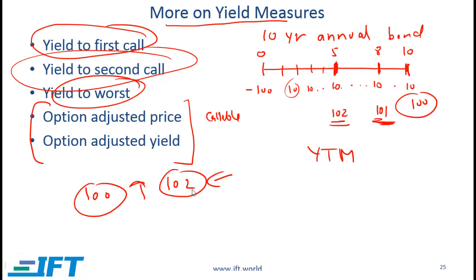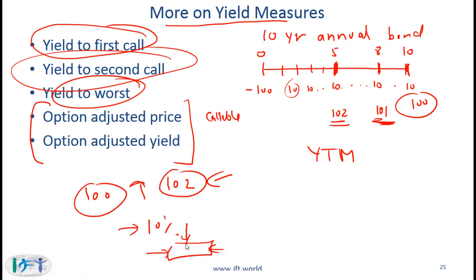The same concept applies with option adjusted yield. Let's say that the yield when the option is there is 10%, but remember, investors don't like the embedded option. So if an embedded option does exist, investors will demand a higher yield. If that option were removed, then the yield would be lower. That lower yield, which would be in effect without the option, is called the option adjusted yield.